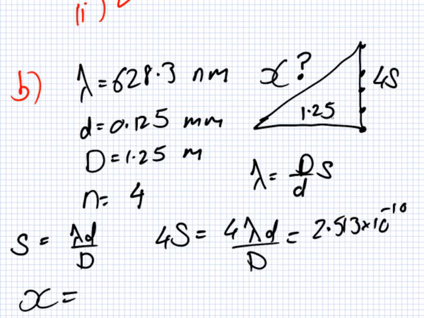Sorry, no, that's not what they want. What they want is what I just had, which is not the answer at the back. I would go crazy if it was the other way around. I'm going to check it now. Let's check it the other way around. 4 times 628.3 times 1.25 times 10 to the minus 9 over 0.125 times 10 to the minus 3. That is also not right. So what the heck?